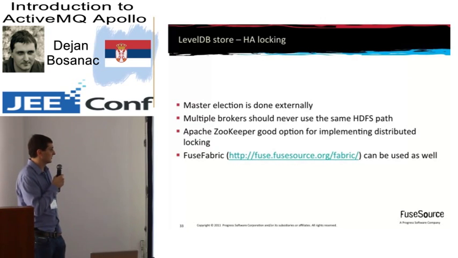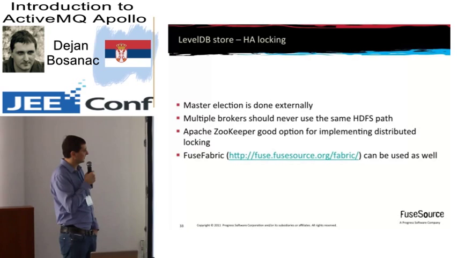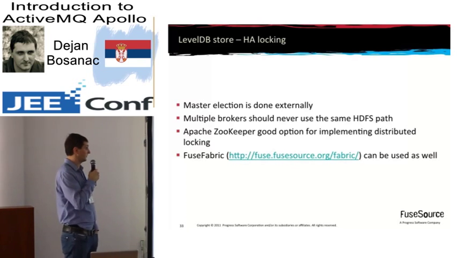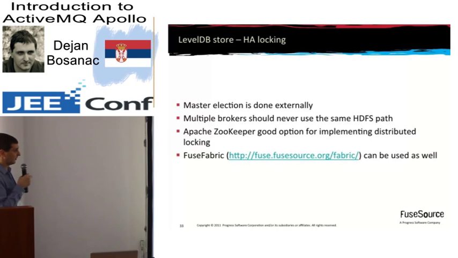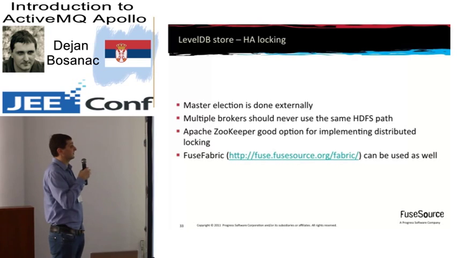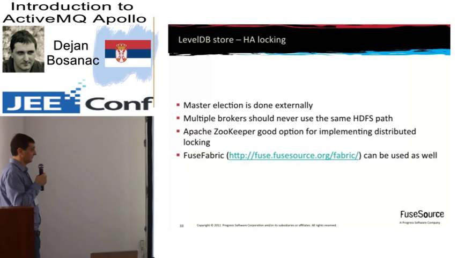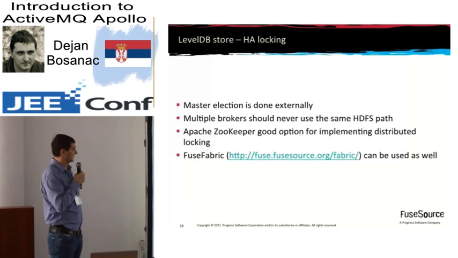The usual solution for this is Apache ZooKeeper, which is a good tool for implementing a distributed locking system. We also have a project that has recently been released called Fuse Fabric, which uses ZooKeeper internally and is used to centrally provision and configure all kinds of Java applications. We use it for cloud deployments of all our integration software, so it can work with Apollo as well, and can be used as a master election strategy for the HA database.